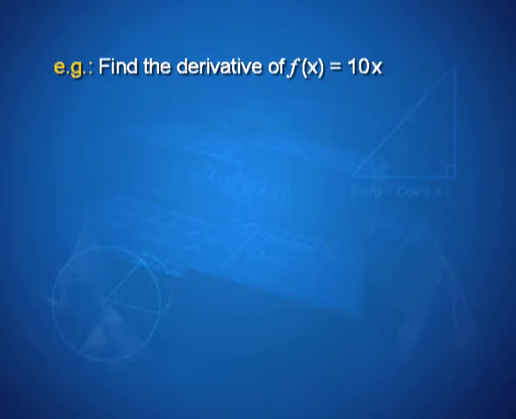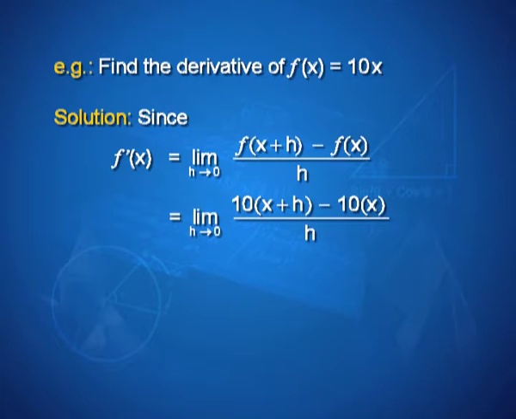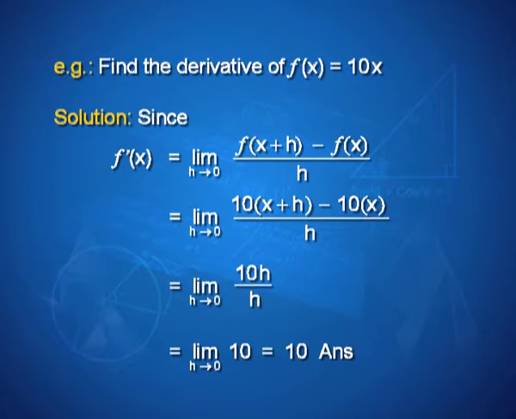Find the derivative of f of x is equal to 10x. For the solution, since f dash x is equal to limit f of x plus h minus f of x divided by h as h tends to 0, is equal to limit 10 into x plus h minus 10 into x upon h as h tends to 0, can be simplified as limit 10h upon h as h tends to 0, that is equal to limit 10 as h tends to 0, that is equal to 10.